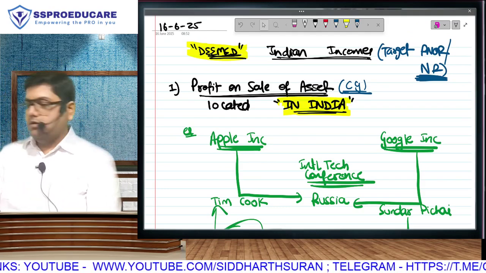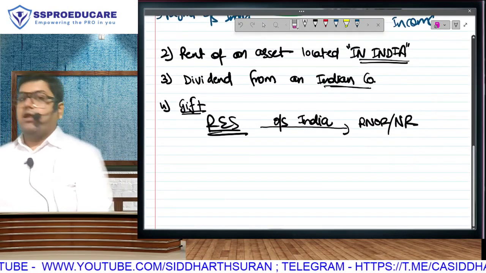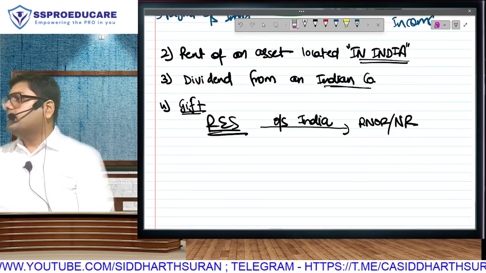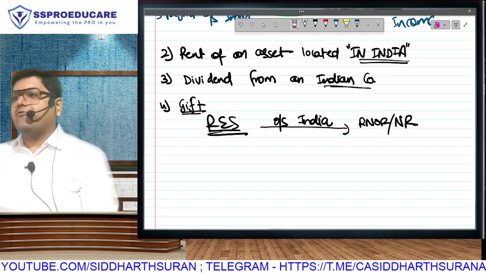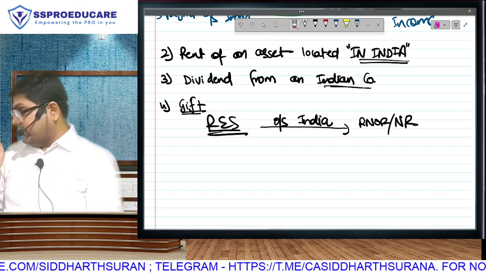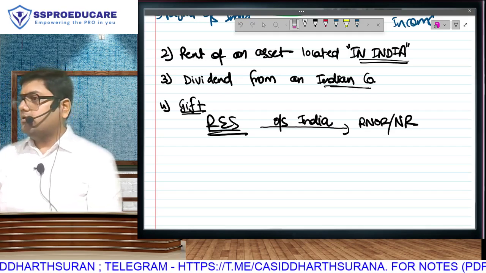Do you understand? This transaction, if we don't put it here, then it won't be taxable, and we want to make it taxable. So what do we do? Deem it to be Indian income. So any gift that is given to non-residents, even if the transaction has taken place outside India, but if the giver is a resident, the income will be taxable in India. Is that understood?